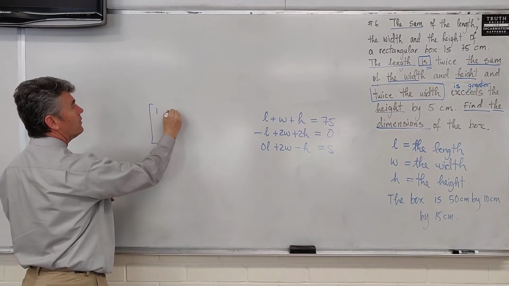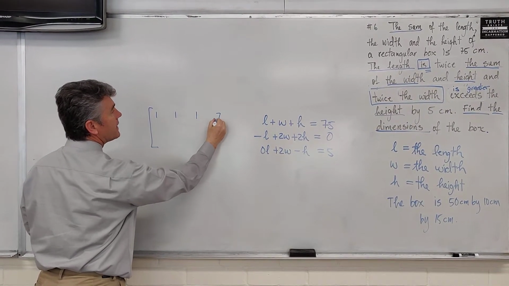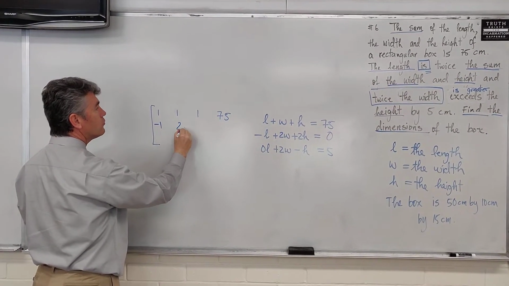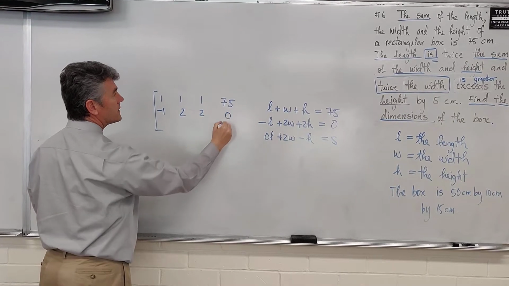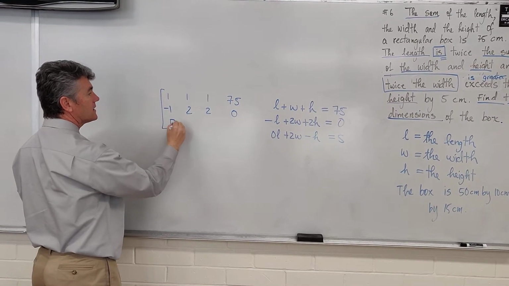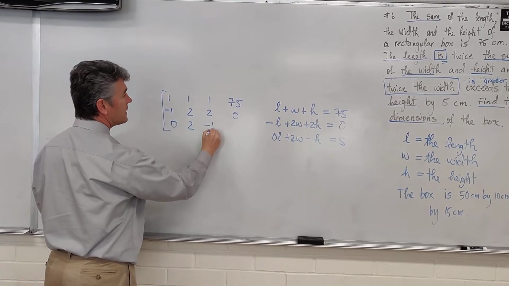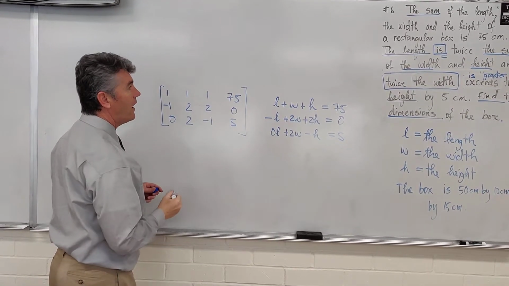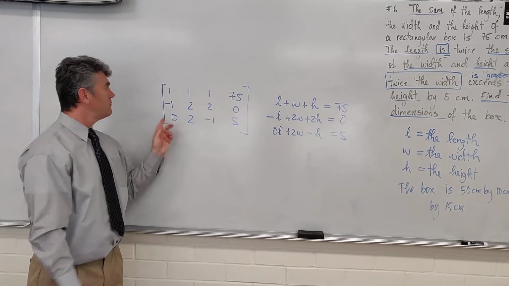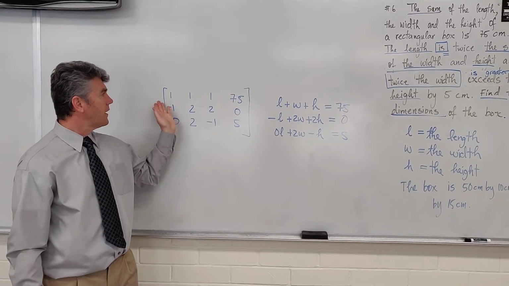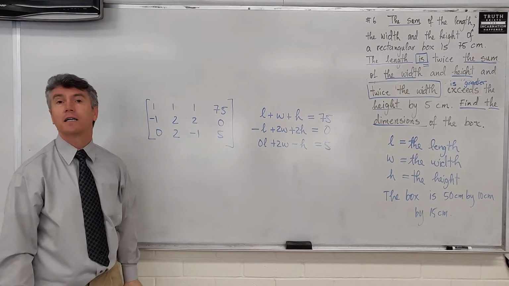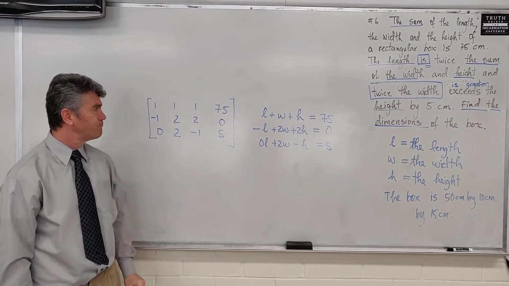It would be 1, 1, 1, and 75. Negative 1, 2, 2, and 0. And finally 0, 2, negative 1, and 5. So the rows consist of the coefficients of your variables, and the last number is the constant term.